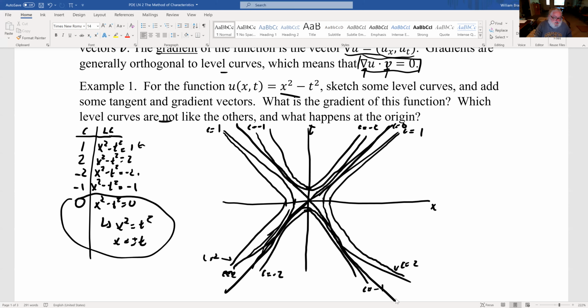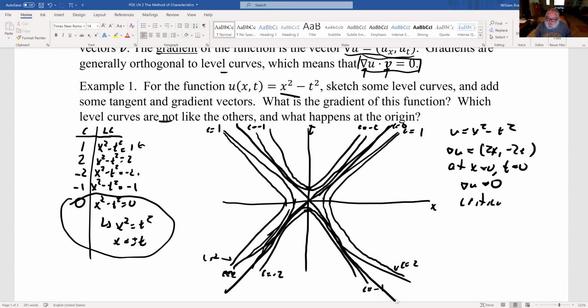And it's this one. There's something special about them, because what's the gradient of the function u equals x squared minus t squared? So grad u is (2x, minus 2t). At x equals 0, t equals 0, at the origin, grad u equals 0. That's our critical point.